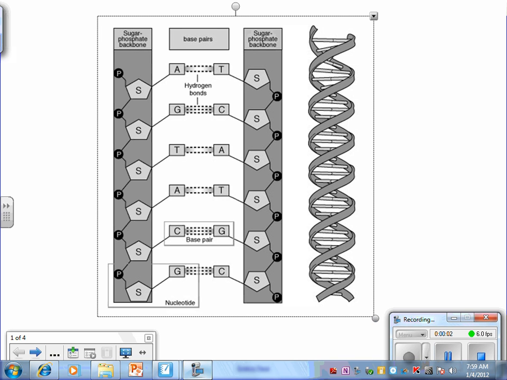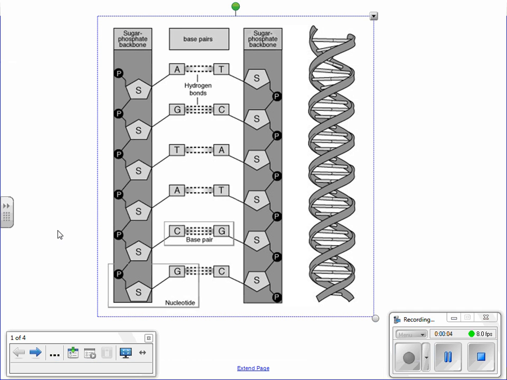All right, this is going to be the review for Chapter 16 on DNA structure and replication. This first slide is depicting the structure of DNA with the double helix on the right and what the base pairs look like lined up inside the DNA strand.